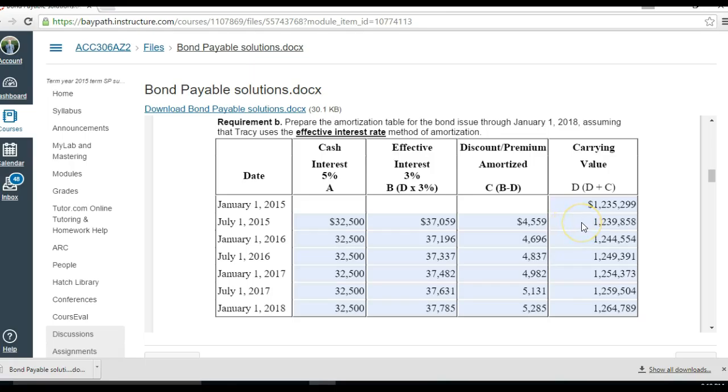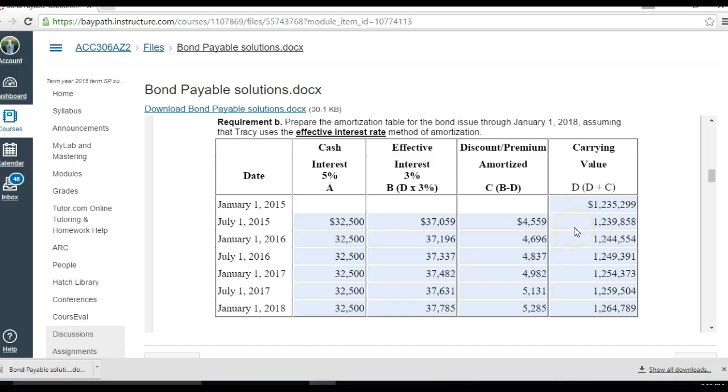We're going to take 3% of that again and get $37,196. Notice that the carrying value increases every year because essentially we're amortizing the premium and we're getting that carrying value to increase by that amount.